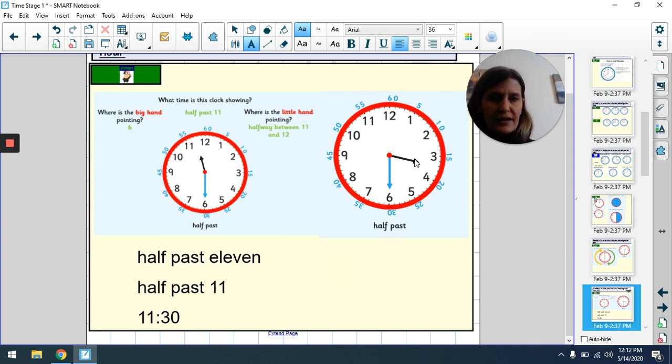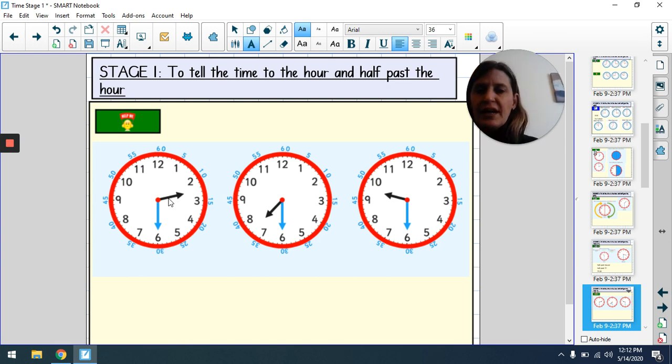Right, let's have a look at this next one. The minute hand's pointing down to the 6, so we know it's a half past time. The hour hand has gone past the 3, so it is half past 3. We could write it in words, half past three. We could write it as half past and then 3 is a number. We could write it 3:30.